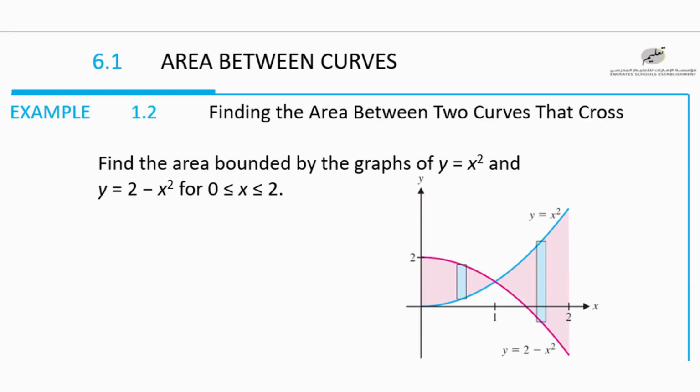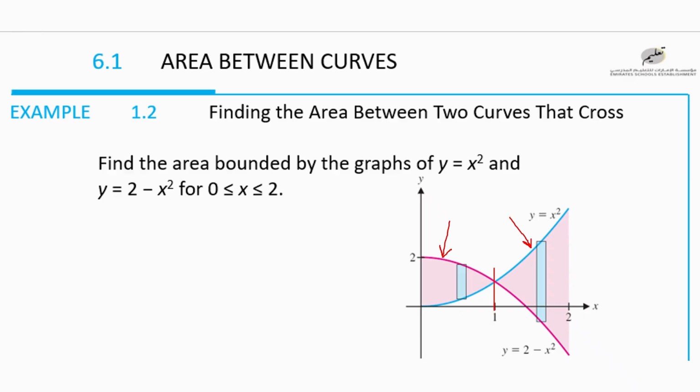Let's try this question. If you look, you can notice that in the first half, your pink line, that is 2 minus x square, is the maximum function. But when you look at the second half, your blue line, y equal to x square, is the maximum function. So you need to be very careful. From 0 to 1, what happens? And from 1 to 2, what will happen?